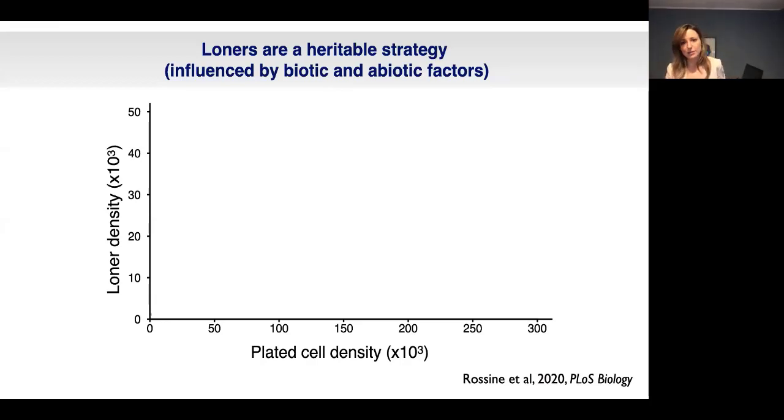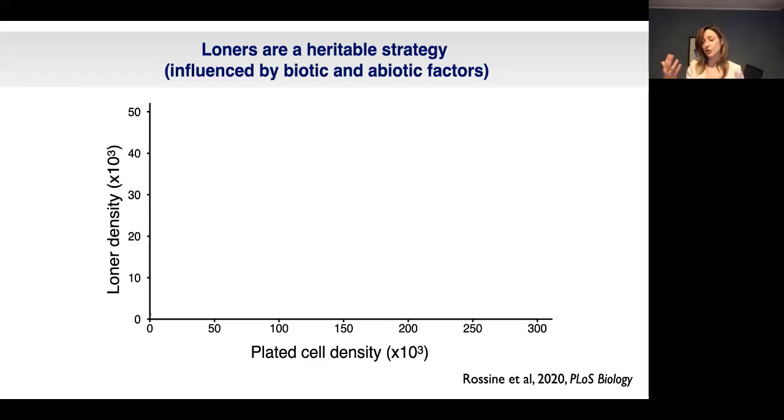They're a heritable strategy, different genotypes. They have different numbers of these loners that they leave behind. They're influenced by abiotic factors, so agar concentration and all sorts of other things, but also by biotic factors, so what other types are on the plate. So it's a really quite complex story, but I just wanted to show you a very quick data result.